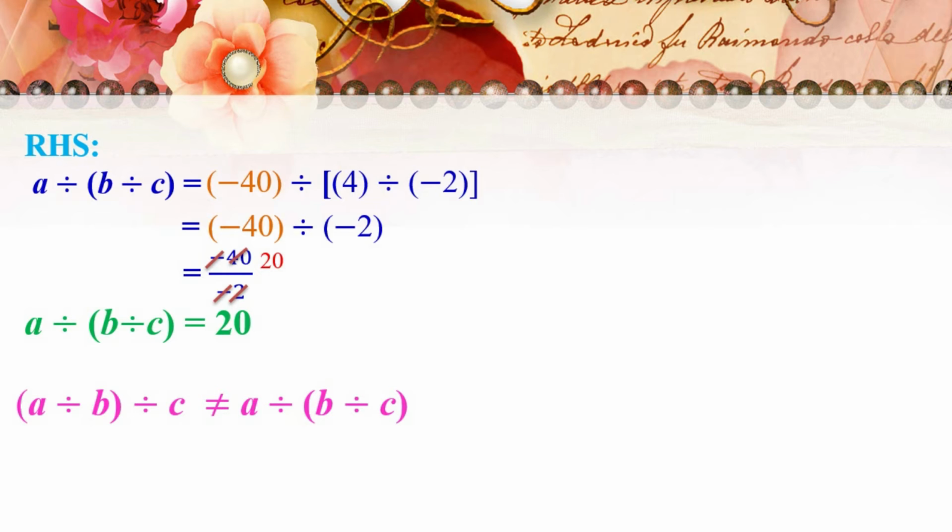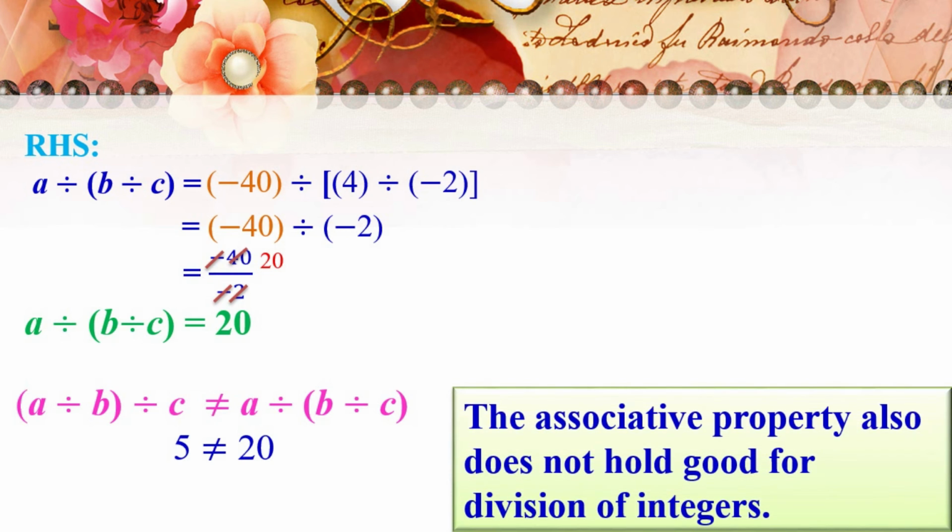Here LHS is not equal to RHS. Therefore, (a ÷ b) ÷ c is not equal to a ÷ (b ÷ c). Here 5 is not equal to 20. Therefore, the associative property also does not hold good for division of integers.